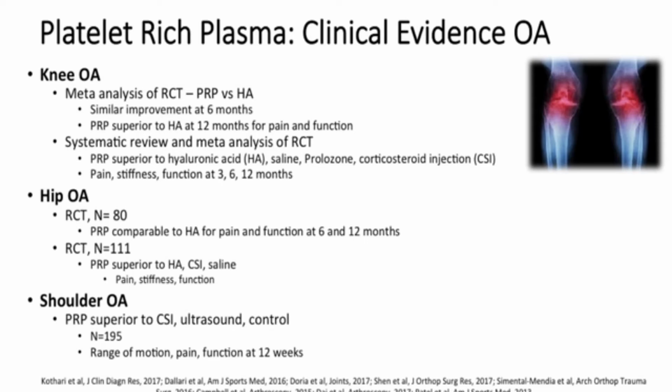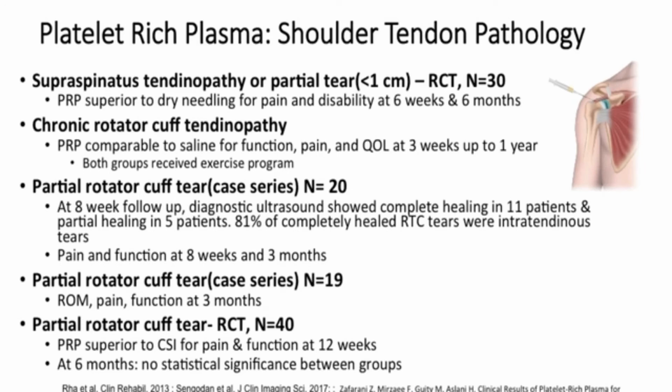Moving on to the shoulder. PRP was found to be superior to corticosteroid injection, ultrasound, and control. This was based on range of motion, pain, and function at 12 weeks. So the clinical evidence for shoulder tendon pathology. A study on supraspinatus tendinopathy, or partial tears less than 1 centimeter, showed that PRP was superior to dry needling for pain and disability at 6 weeks and 6 months. Another study showed that PRP was comparable to saline for function, pain, and quality of life at 3 weeks up to 1 year.